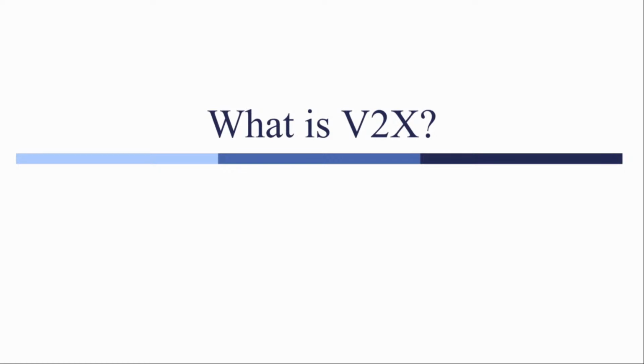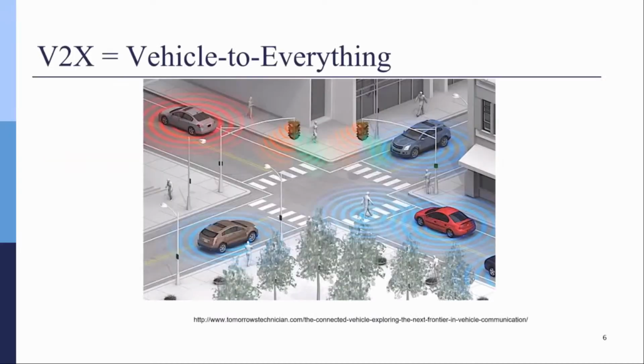Before going on, I would like to briefly introduce the concept of V2X for some of the audiences who are not familiar to it. V2X means vehicle to everything. The concept is that in the near future, vehicles can exchange information with other vehicles, with infrastructure, and with pedestrians via radio communications.